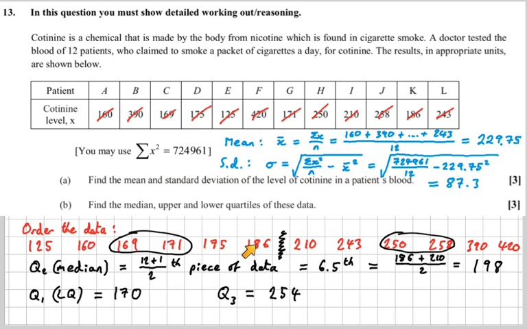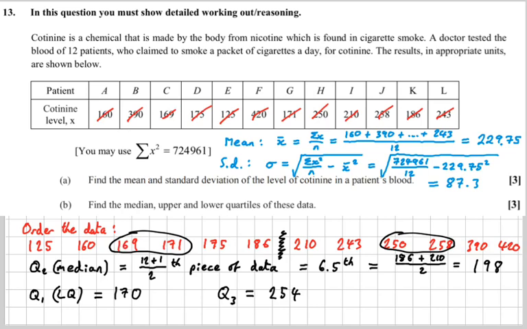But then how do you work out the quartiles? Well, you would kind of ignore this piece of data then, just cover up the 186. And everything to the left of that, you'd find the median of that. So you'd find the median of 125, 160, 169, 171 and 175. And of course the median of those would be 169, and therefore that's the lower quartile.